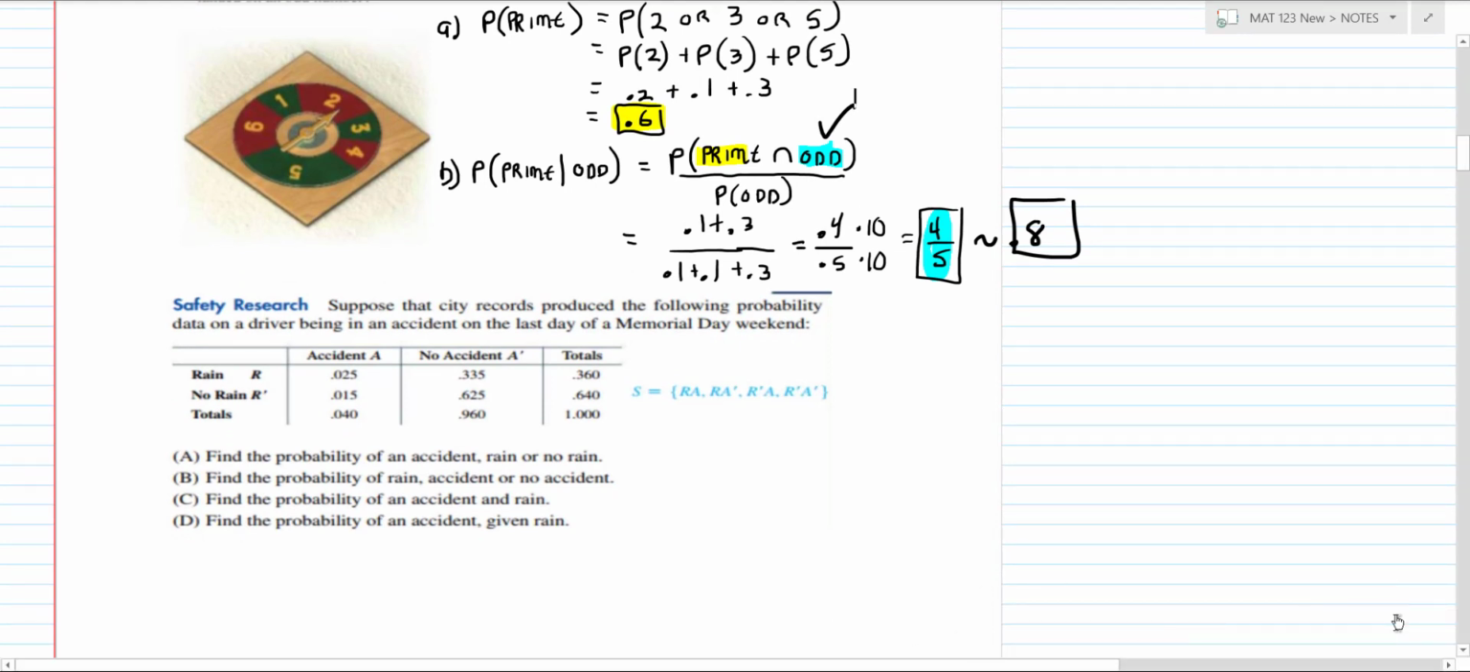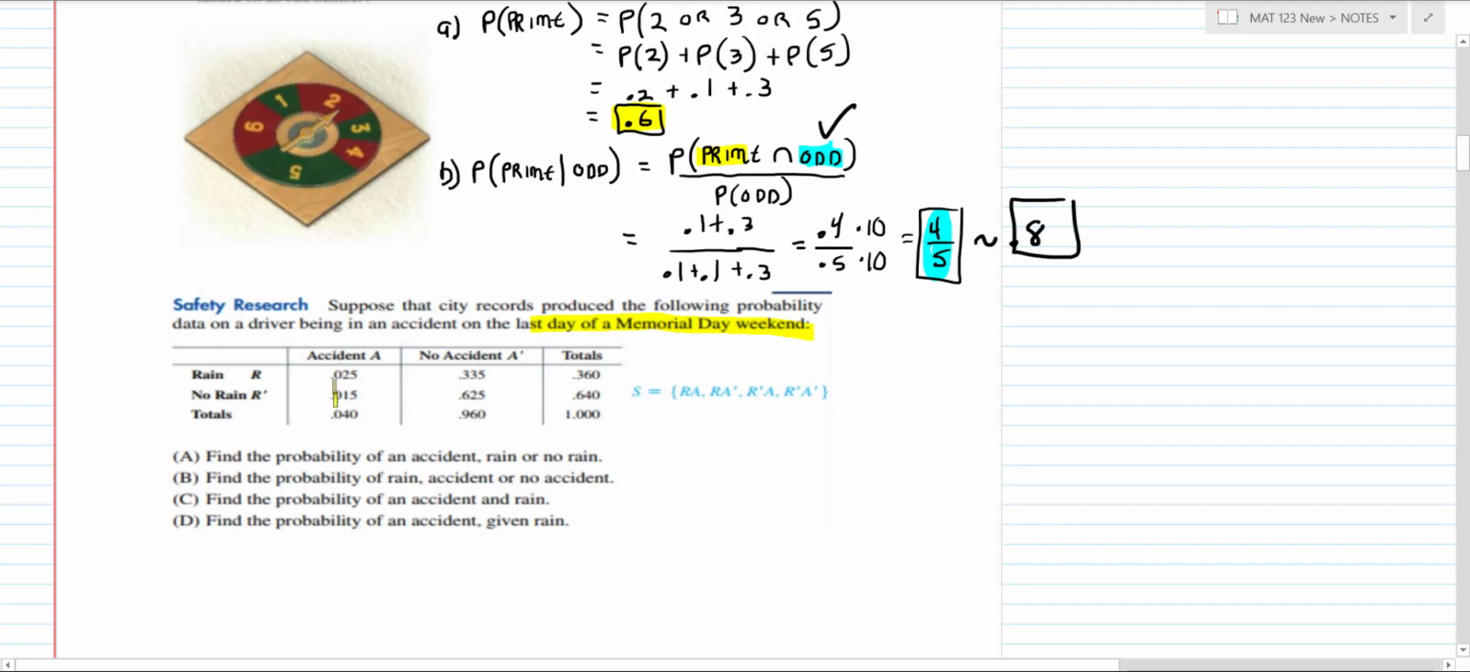Okay, so let me read off, kind of familiarize yourself, first of all, with what this chart is saying. This is data about a driver being in an accident on the last day of the Memorial Day weekend. You'd expect accidents to go up on Memorial Day weekend for a couple of reasons. Number one, there's more drunk drivers. Number two, there's just more people on the road. People are out partying and stuff, so the likelihood goes up. Unfortunately. So the idea is this is the probability of having an accident, is this number here.